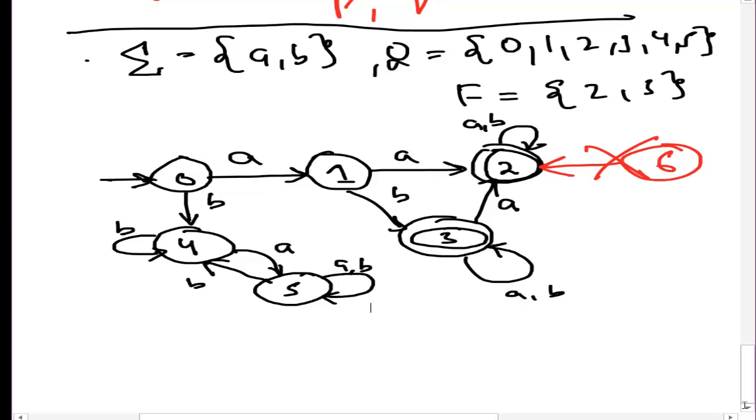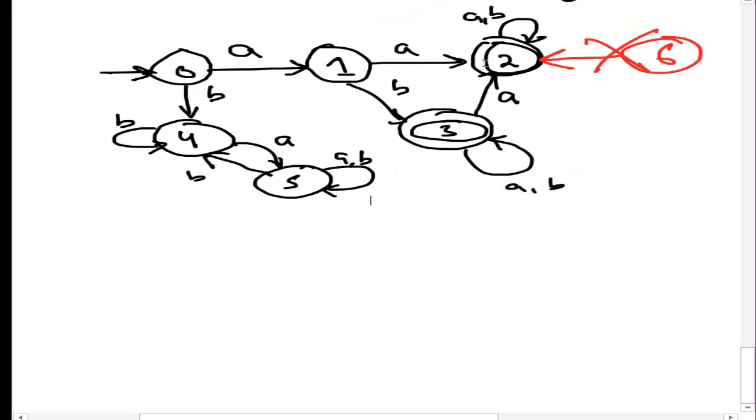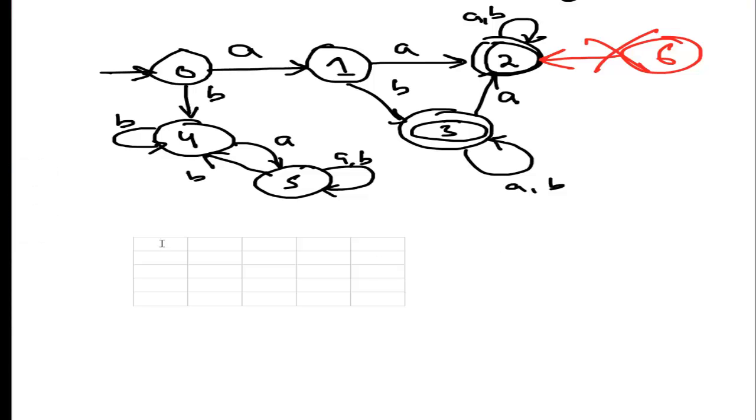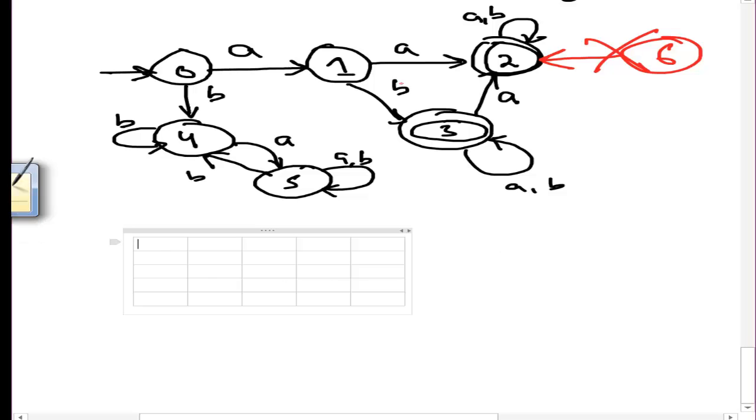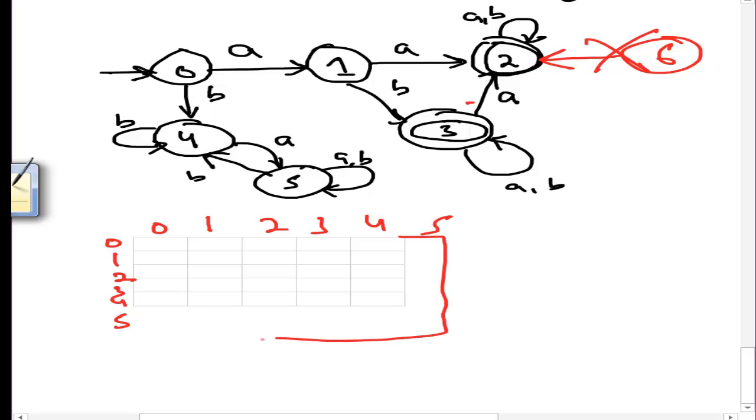So in the table filling algorithm, we have a table, which is a matrix, because we have states 0, 1, 2, 3, 4, 5. So it will be a 5 cross 5 table, like this. So this is my 0, 1, 2, 3, 4. Actually I had 6, okay, let it be 5. So 0, 1, 2, 3, 4 and 5, right? One more on this side, not a problem at all.